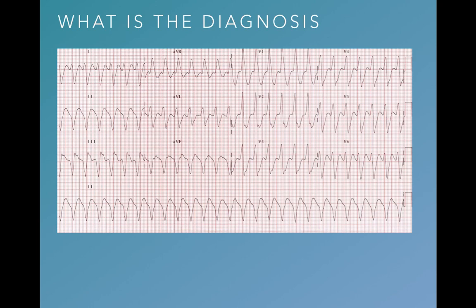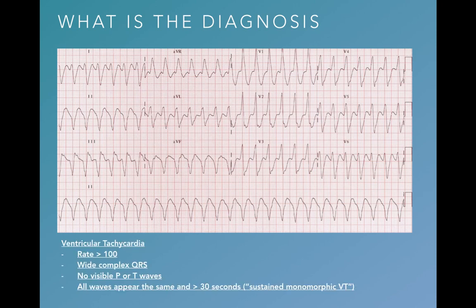Okay, so what is going on with this? Now all you see are big, wide QRS complexes. You obviously don't see any P waves or T waves. If you look at the R waves, you can see that this is definitely severely tachycardic, with widened QRSs. So this patient is now in ventricular tachycardia.